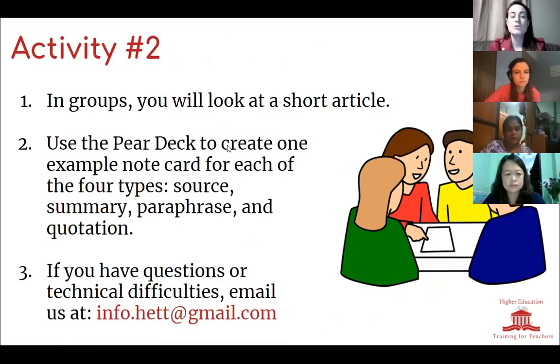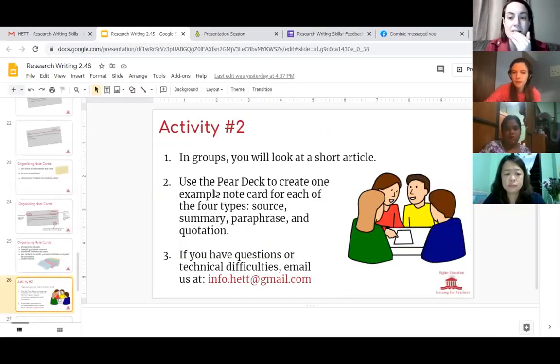Okay. So in groups, you will look at a short article and then you will use Pear Deck to create one example note card for each of the 4 types. So create a source card, a summary card, a paraphrase card, and a quotation card all together in your groups. So you have about 10 minutes to do that, but if it takes longer than that, that is okay. We have lots of time.